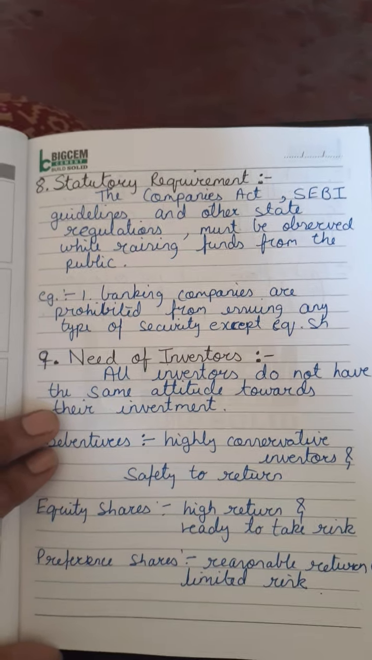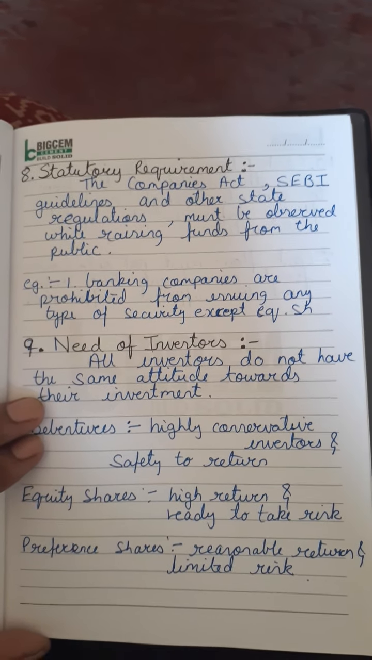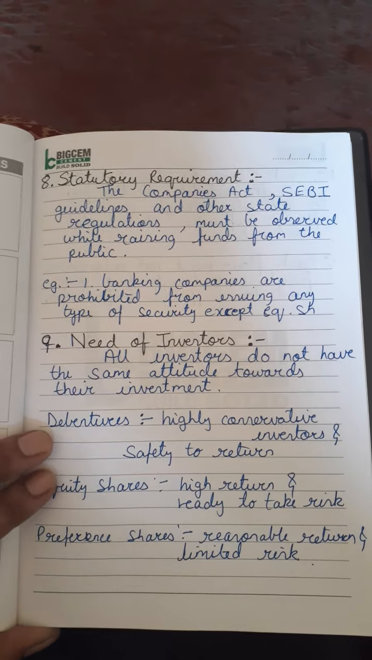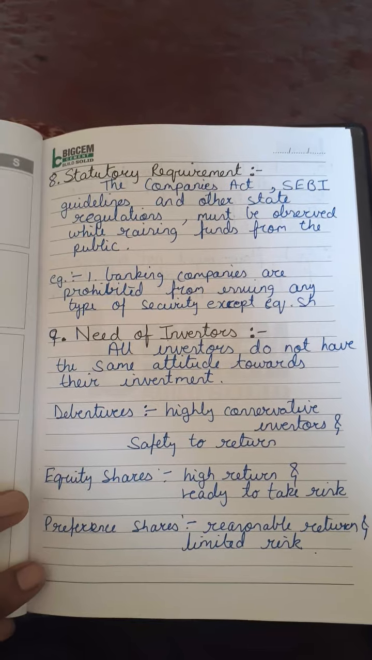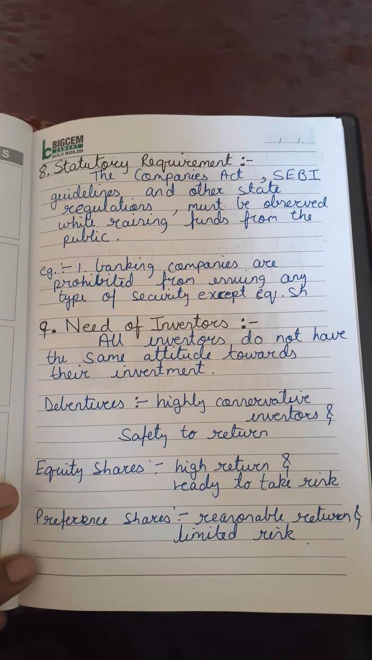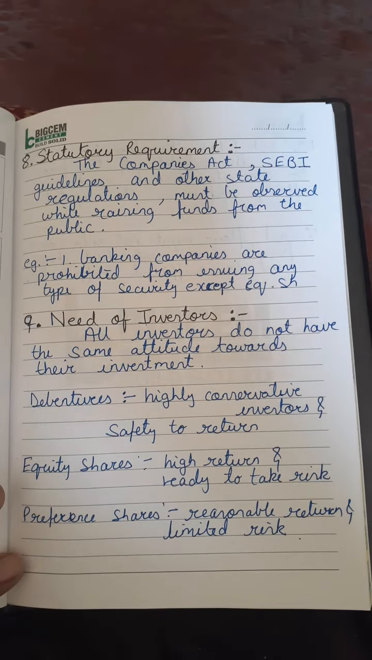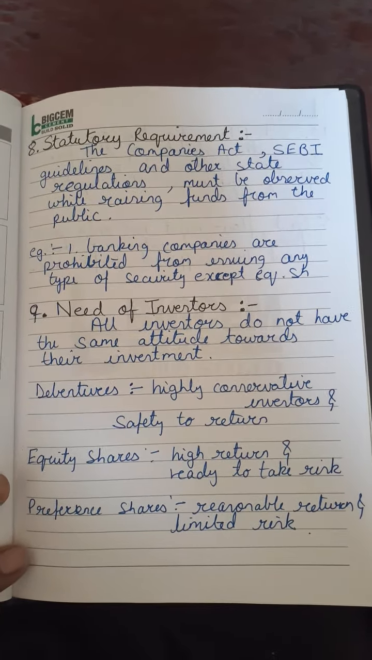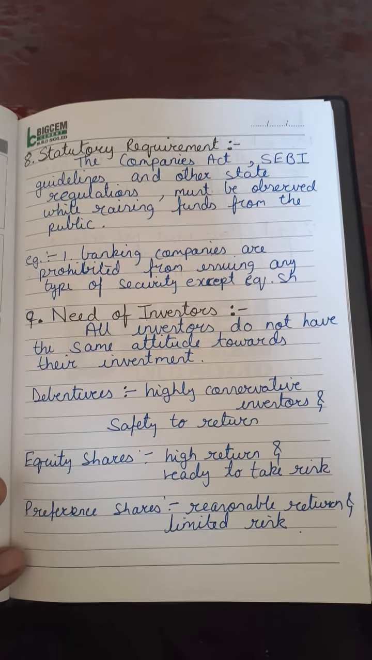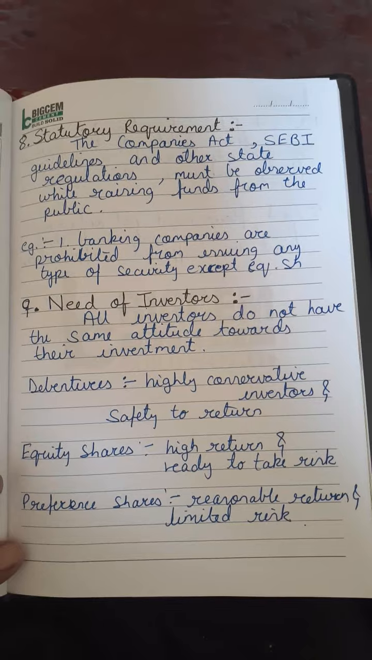Eighth, statutory requirement. The Companies Act, SEBI guidelines, and other state regulations have to be observed by a company while raising funds from the public. For example, banking companies are prohibited from issuing any type of securities except equity shares. Ninth, need of investors. All investors do not have the same attitude towards their investment. For example, investors who invest in debentures are highly conservative investors because they expect safety of the return. Investors who invest in equity shares are the ones who are ready to take risk and therefore they get high return. Whereas investors who invest in preference shares are the ones who opt for limited risk and therefore they get reasonable return.